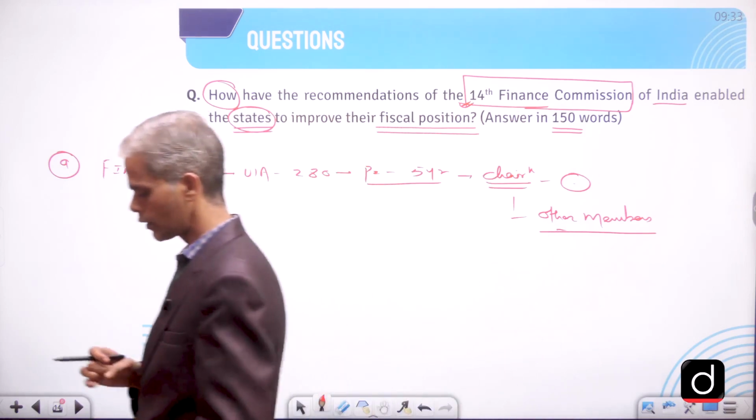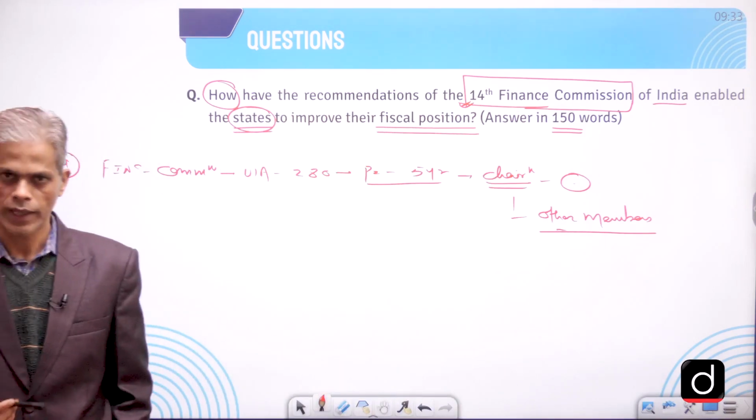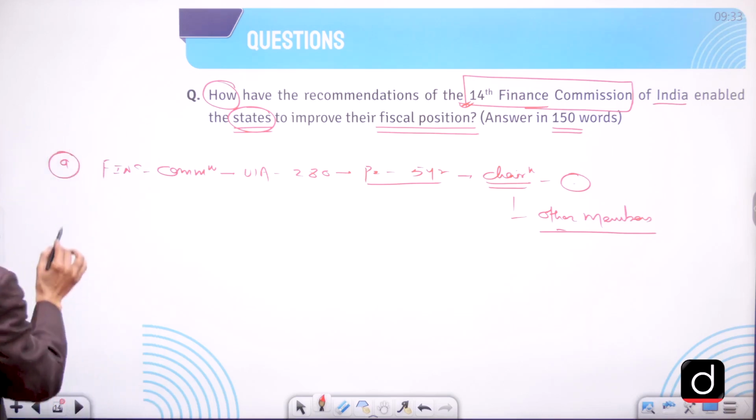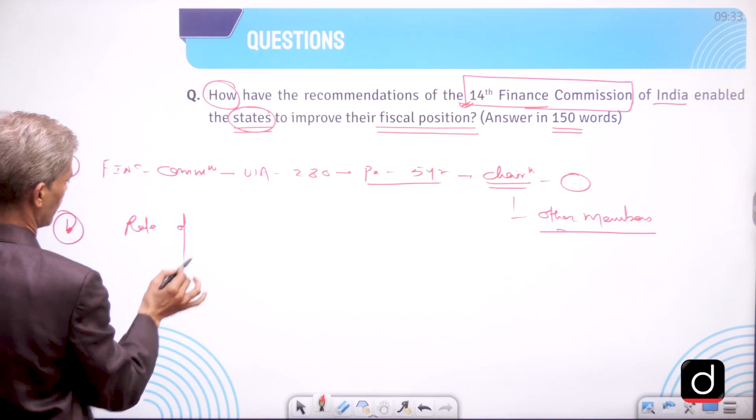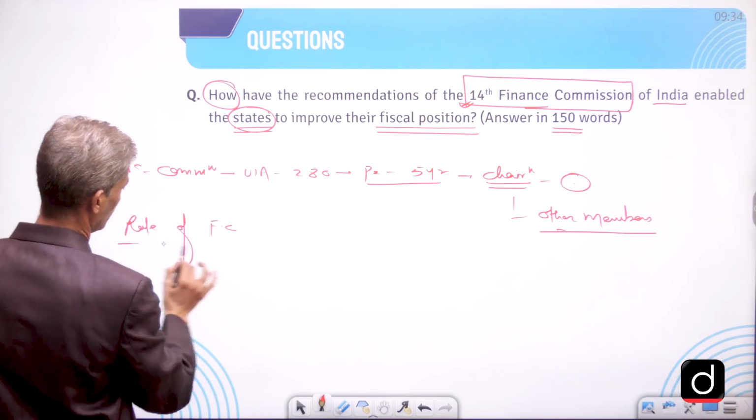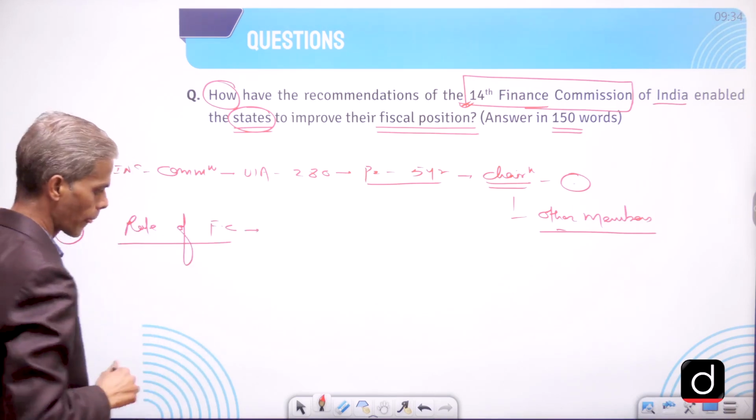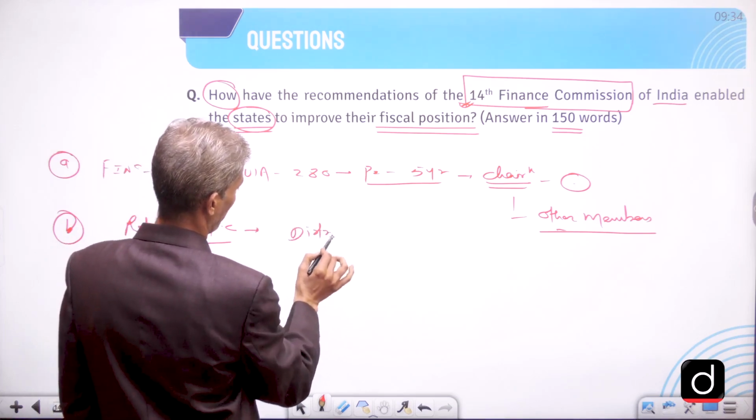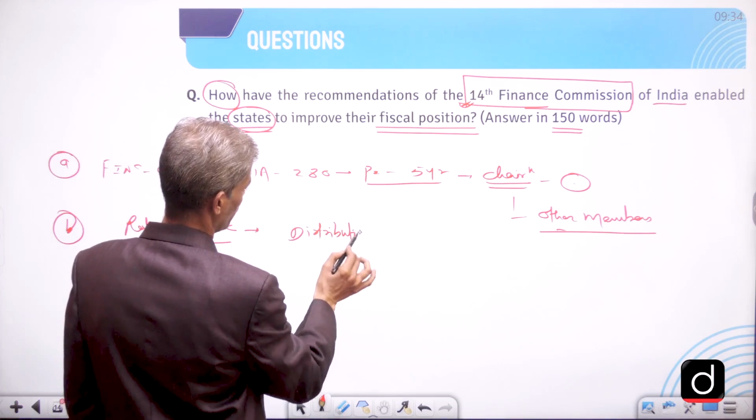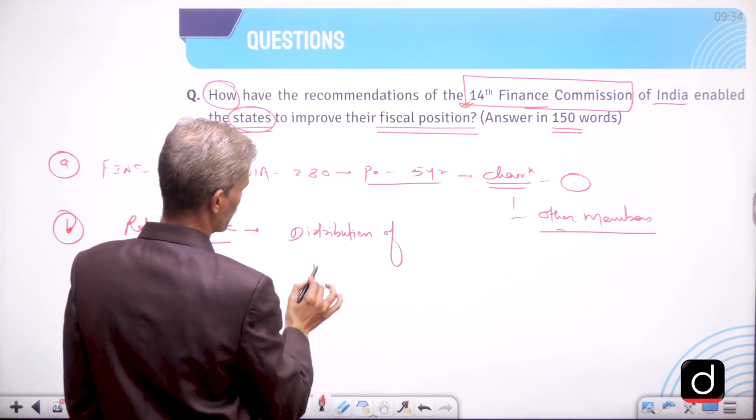What is a generalistic manner? While studying the Finance Commission, you might have studied about its role. So in the second paragraph, you can mention the role of the Finance Commission, and one of its important roles is to recommend the distribution of net proceeds.